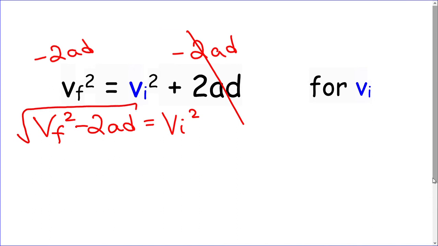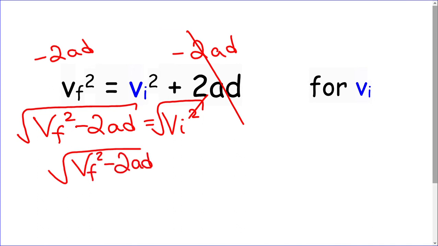So square root and square root. That's going to help me cancel out this. A square and a square root will reduce to 1. And notice everything on the left got square rooted. It's not the square root of vf squared minus the square root of 2ad. It's the whole expression all square rooted. So the square root of vf squared minus 2ad is equal to vi. And that would be our rearranging.